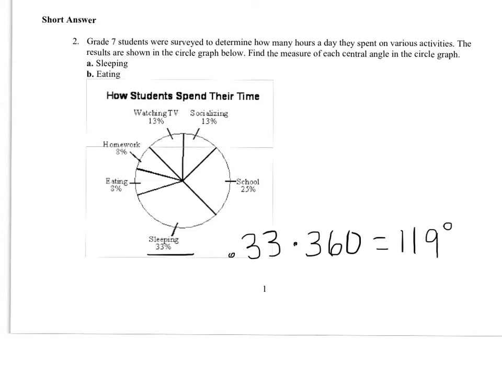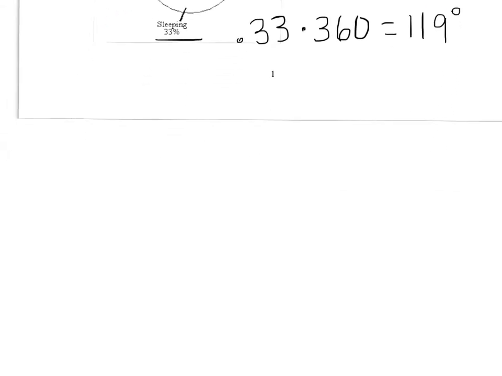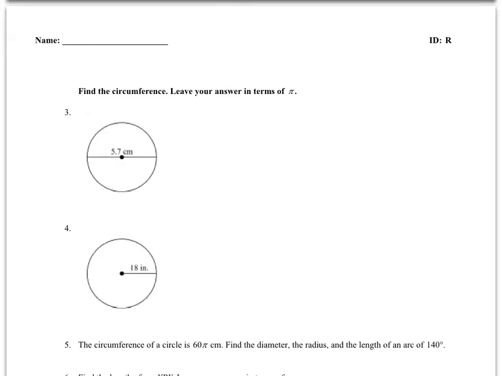And for the eating one, here's eating, that's going to be 0.08 times 360. So when you guys do that one, it should be about 29 degrees. Moving on. Remember, you can pause me. So slide. There we go. Number 3.